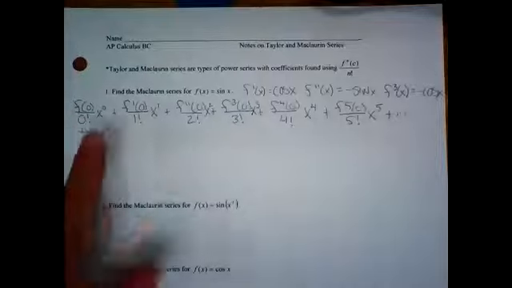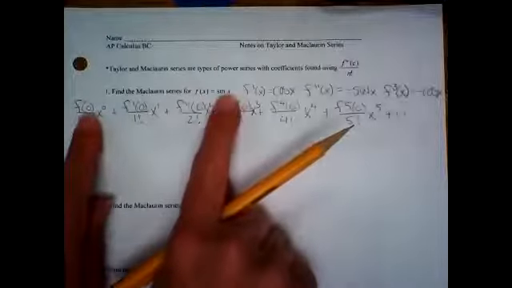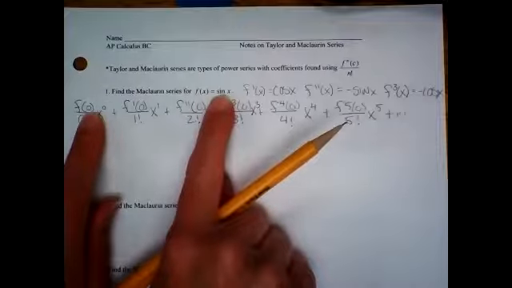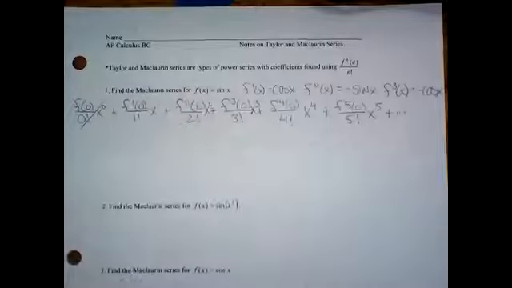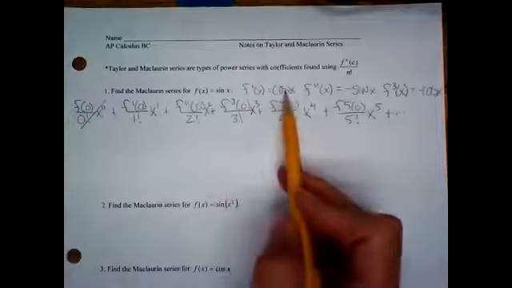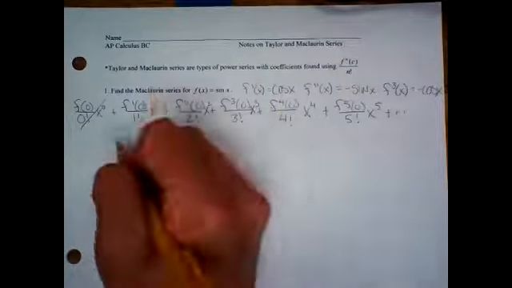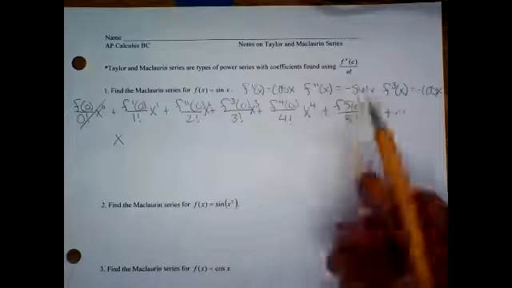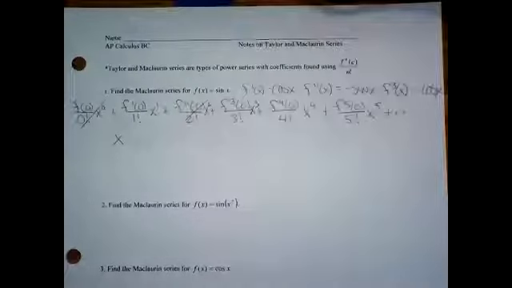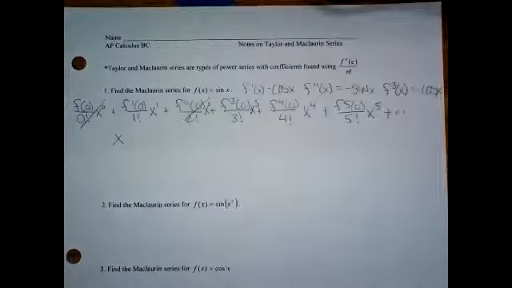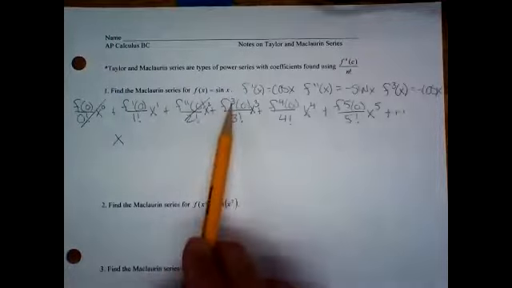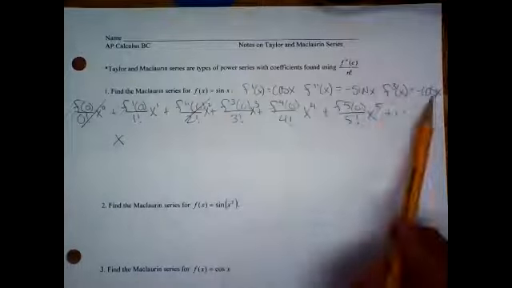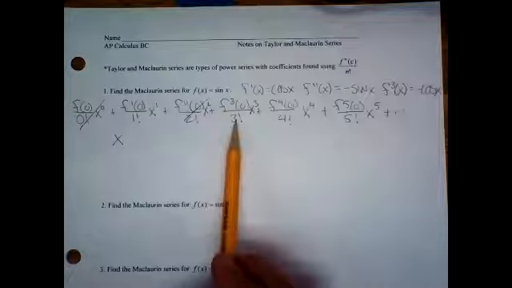Okay. So f of zero. Zero. Okay, so that one's gone. F prime of zero would be one. So we get one x to the first. And then second derivative at zero is zero. Like every other one is going to go away. So fourth derivative at zero, that's back to the original. Oh, I'm sorry, I skipped one. Third derivative at zero, that's going to be negative one over three factorial.